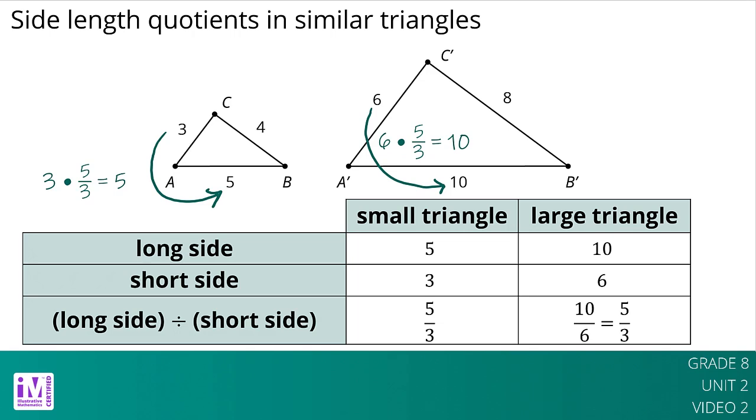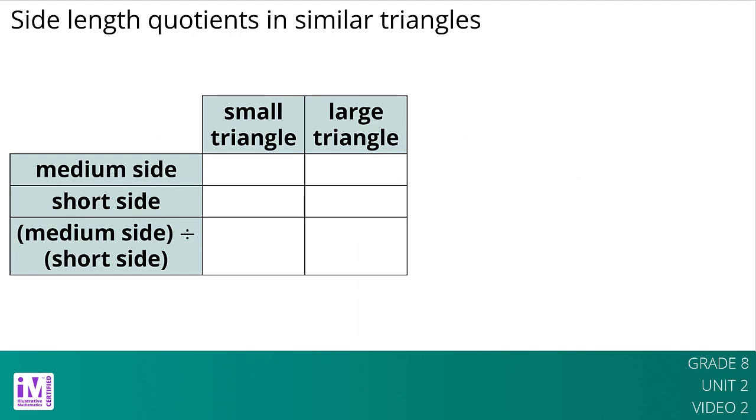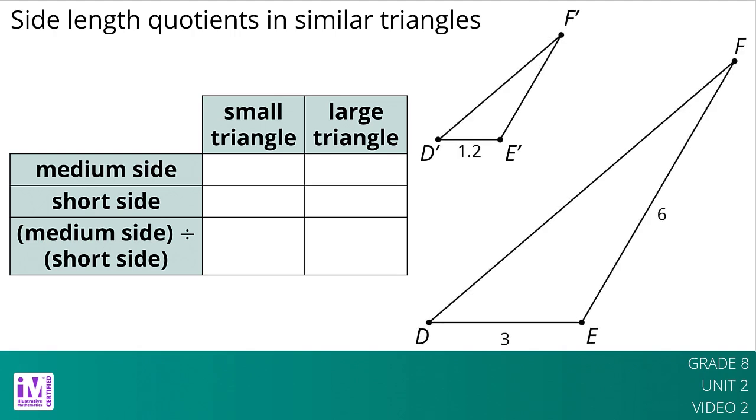This is true for all similar polygons. The ratio between two sides in one polygon is the same as the ratio of the corresponding sides in a similar polygon. We can use these facts to calculate missing lengths in similar polygons. For example, triangles D'E'F' and DEF shown here are similar. Let's find the length of segment E'F' using what we already know.